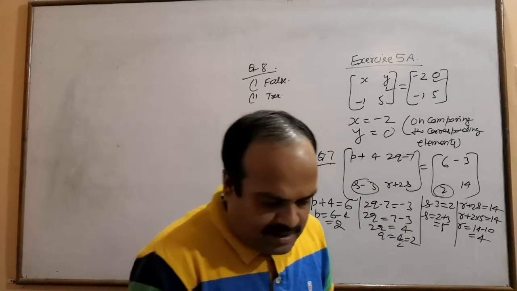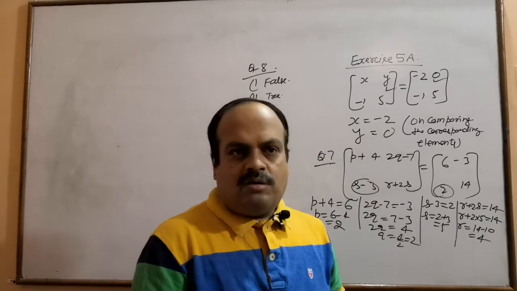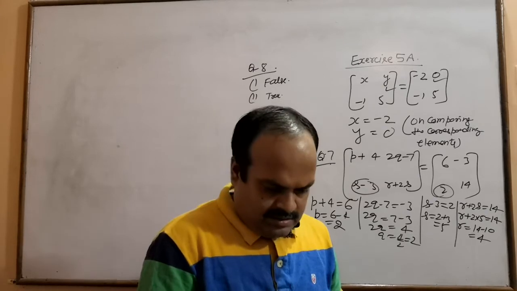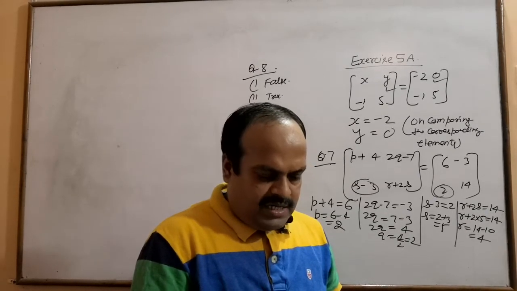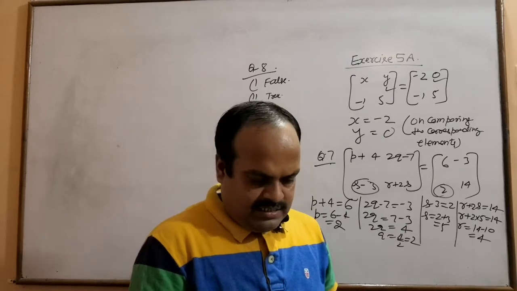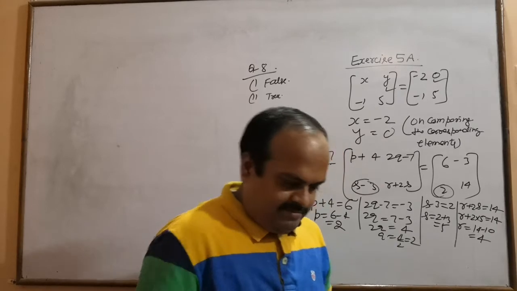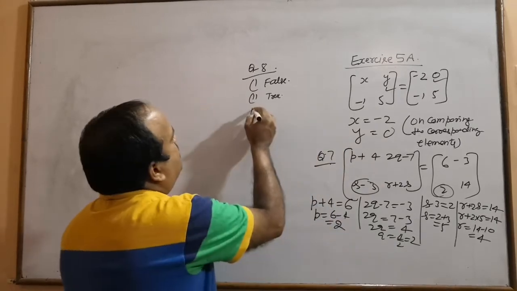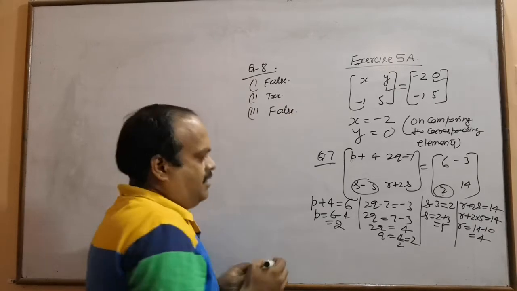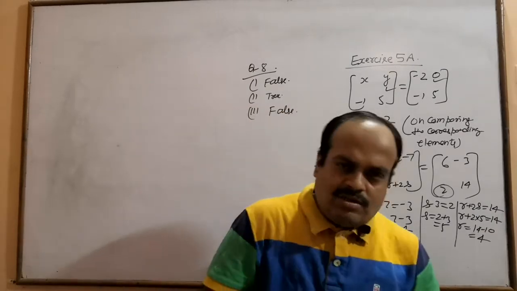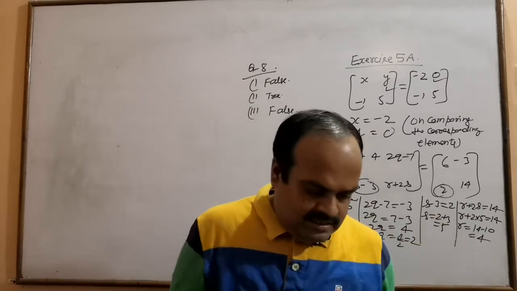Now, a zero matrix of order 3 is a diagonal matrix. That is false. As I told you, a zero matrix can be a matrix of any order.